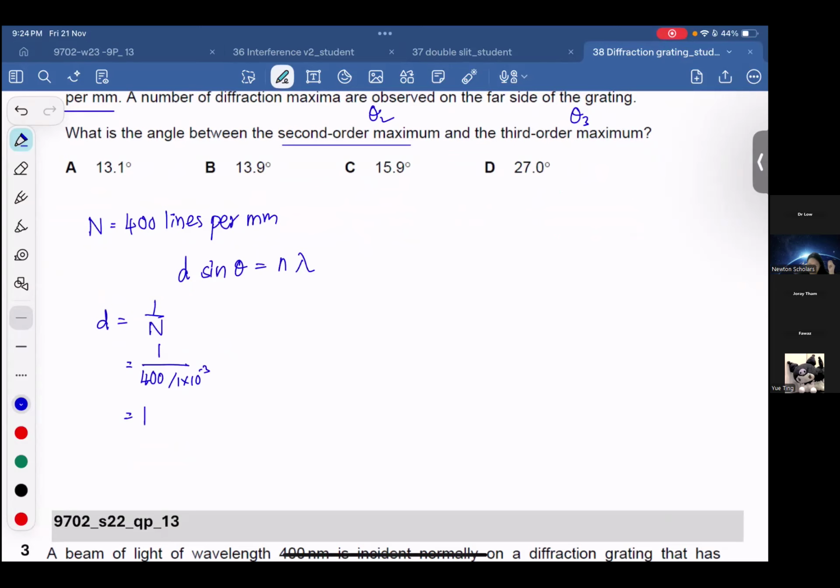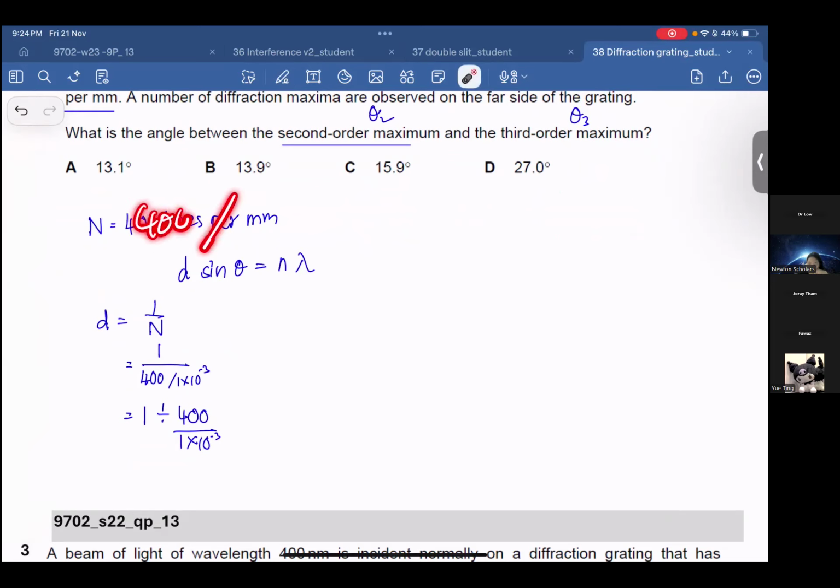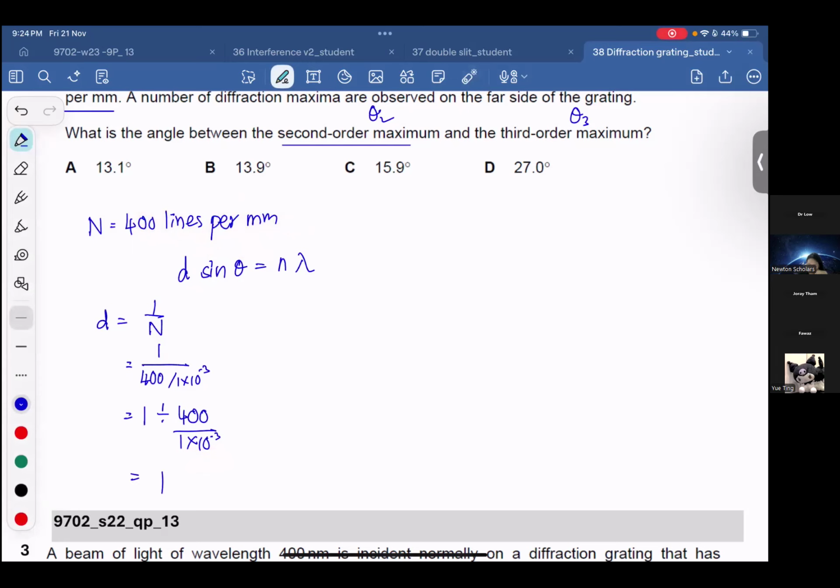In mathematics, I can write 1 divided by 400, then divided by 1 times 10 power of negative 3. 1 divided by this. Per mm, per means divide. 400 divided by mm. M is 1 times 10 power of negative 3. So 1 times 10 power of negative 3 over 400. So basically, how we calculate d is 1 over 400, then times 10 power of negative 3. This is because I convert from mm to m.